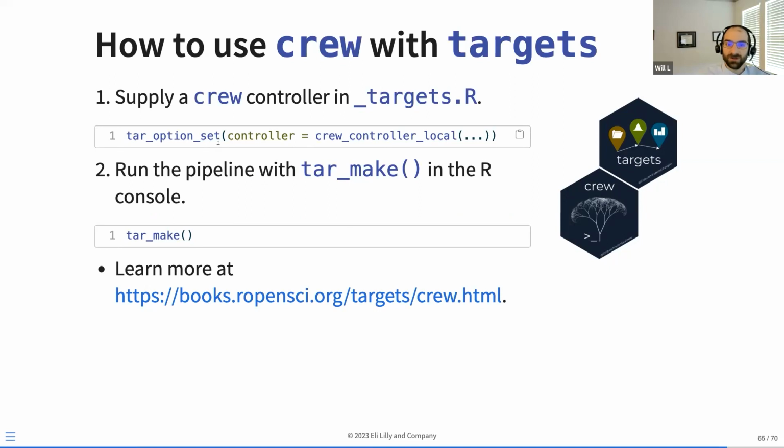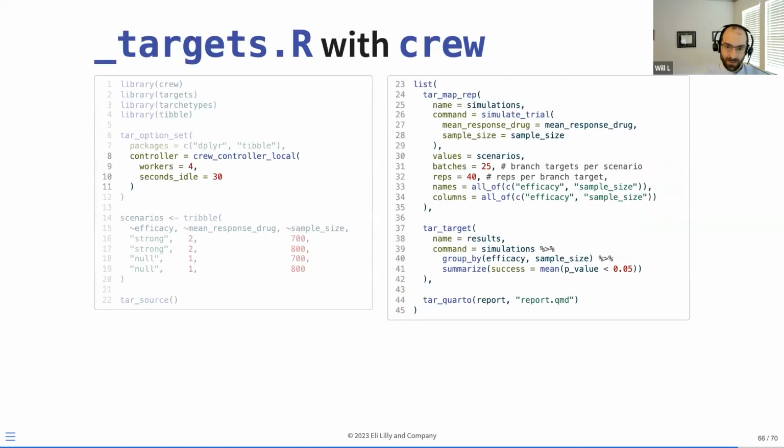And integration of crew and targets is as simple as setting a target option with tar_option_set. And for this controller, you can supply any crew controller that you want to use. In terms of how you specify this controller, this is just ordinary crew at that point. So it's very seamless in terms of the interfaces of the respective packages. And what this looks like in a pipeline, everything else in the pipeline is the same, except that we now have a local controller where we can scale up to 4 workers at a time, not beyond.